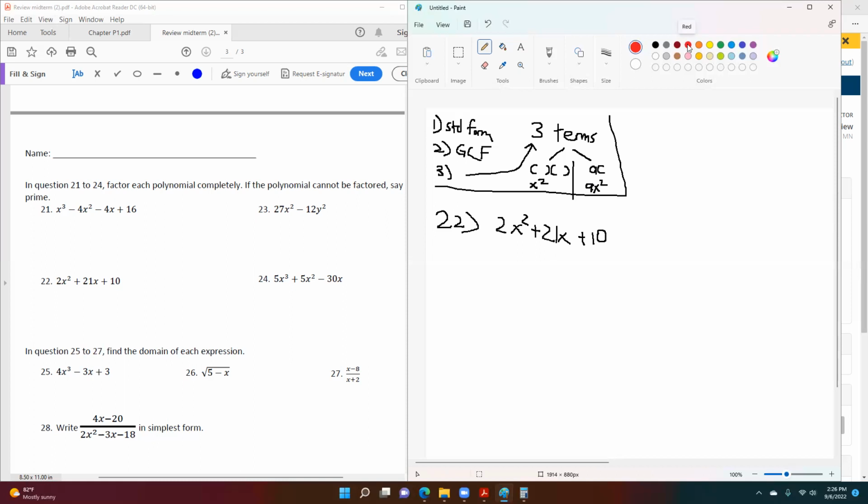This is the AC method. It's because we have a 2 in front, so we have to use the AC method. If there's no 2 in front, then you will do the easy method in this case.